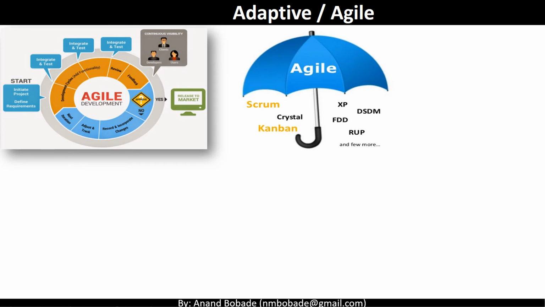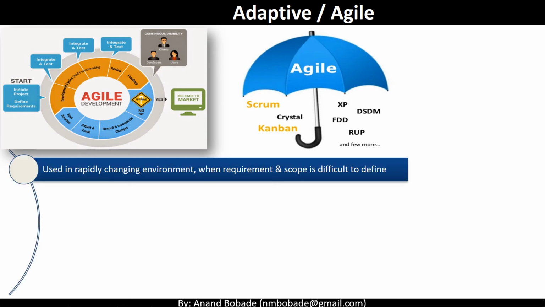Agile is an umbrella term for several iterative and incremental software development approaches. The most popular Agile frameworks include SCRUM, feature-driven development, extreme programming, dynamic system development method, etc. This life cycle is used in a rapidly changing environment when requirements and scope are difficult to define.